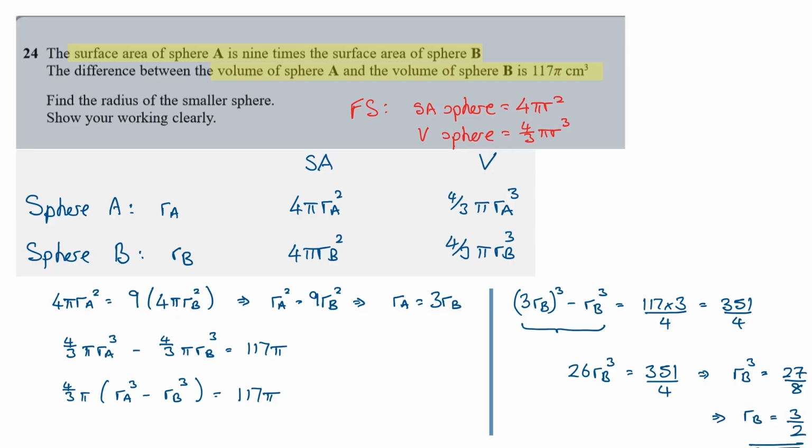You don't always get a nice answer. Sometimes you get a really difficult answer, especially with harder questions. But the fact that this is a nice answer gives me a little bit of confidence that I've got it right. Now, let's go back to the question. So what does the question want me to do? So the question says, find the radius of the smaller sphere. That's my RB. I found RB. I've answered the question. I've shown all my working and 4 marks to me.